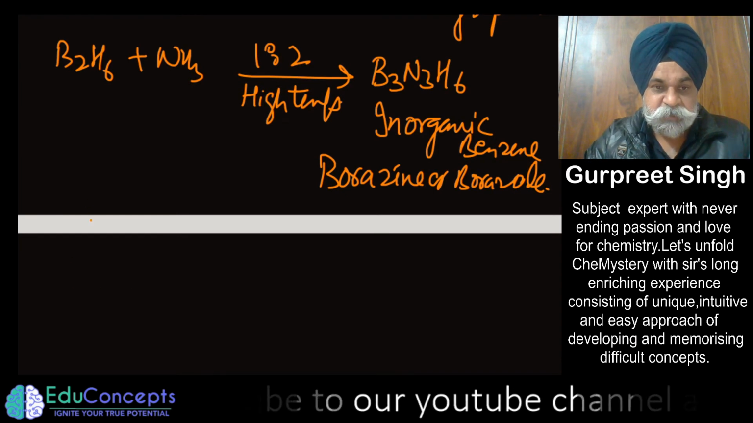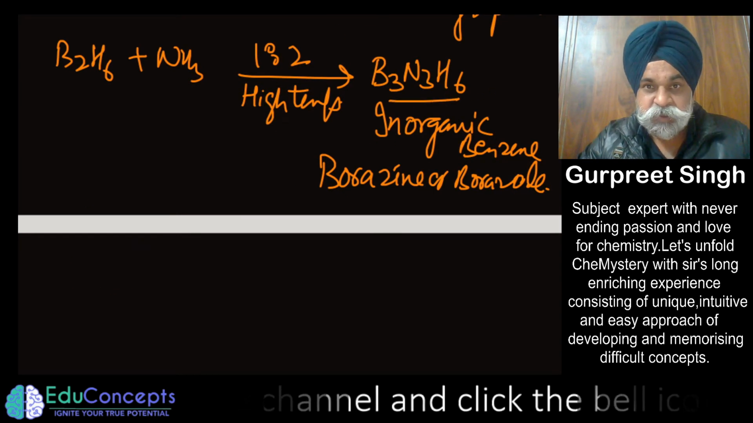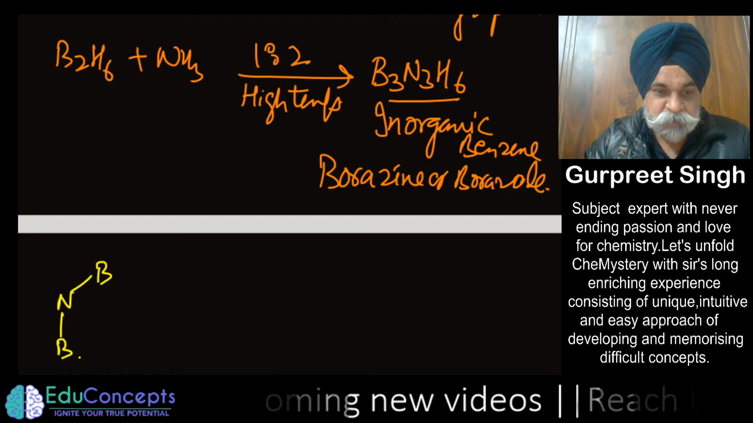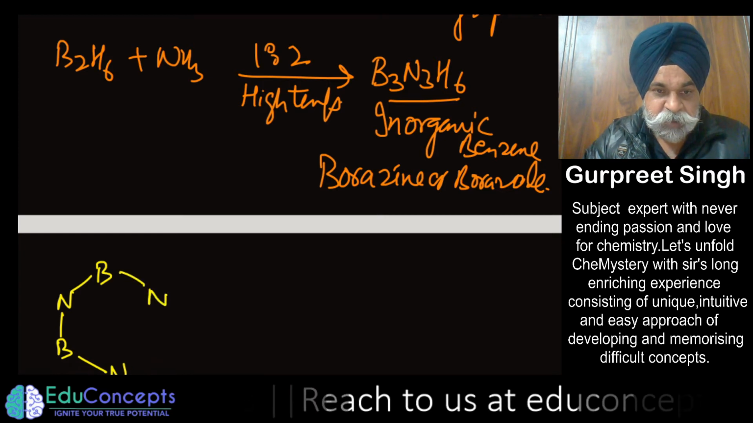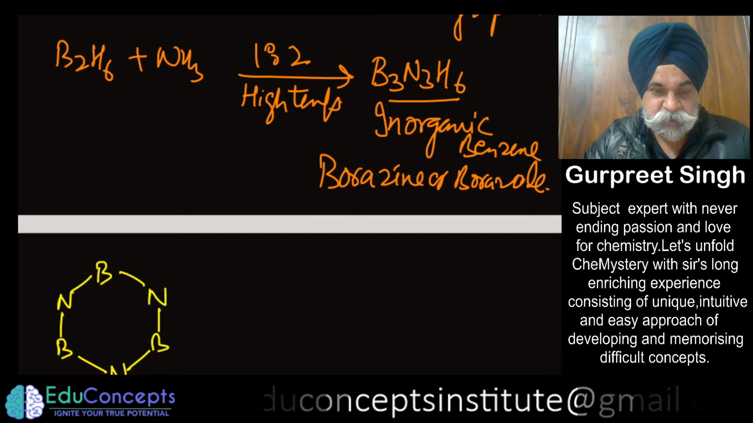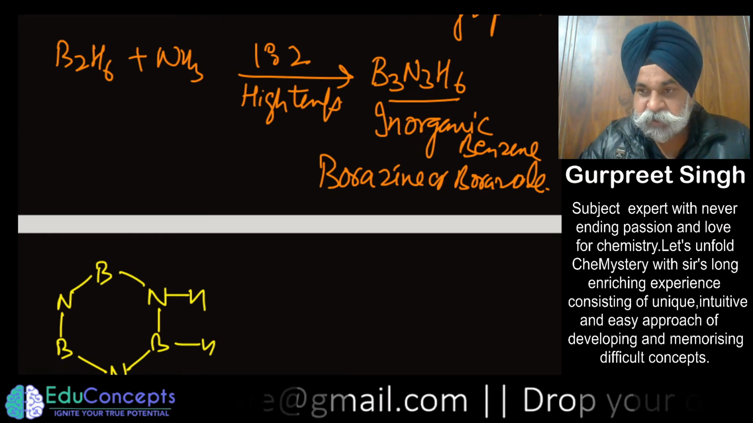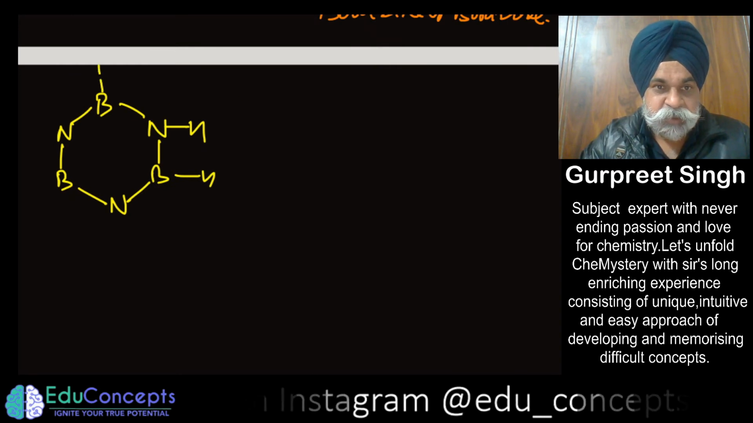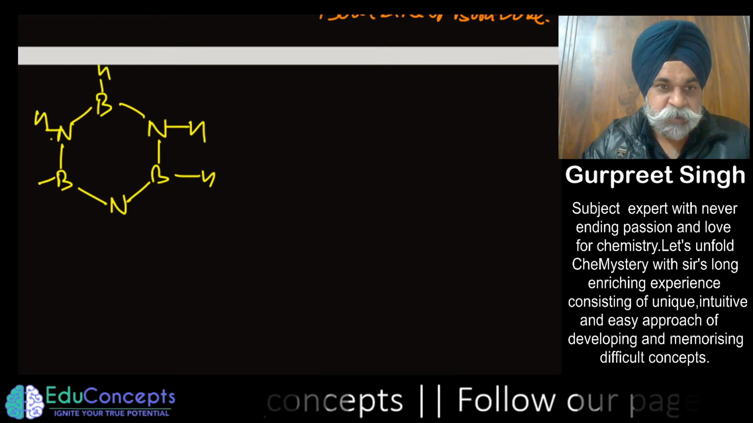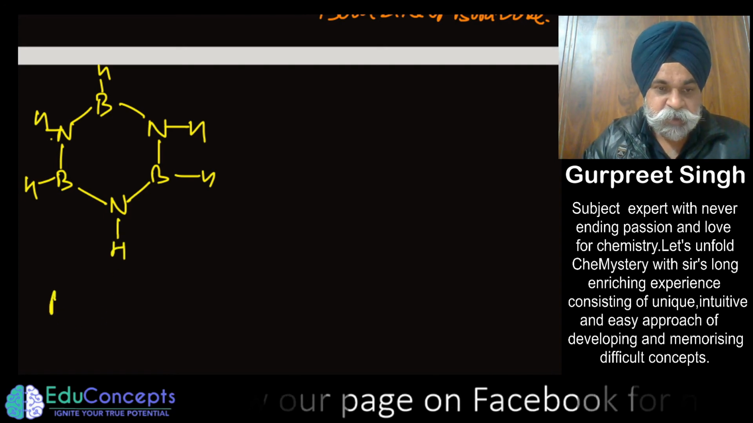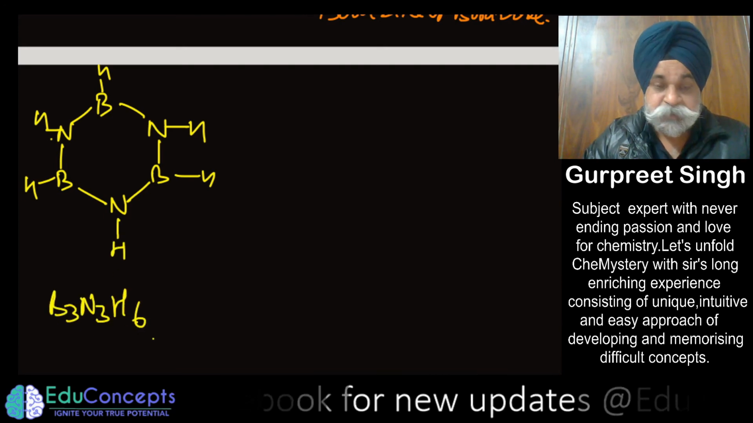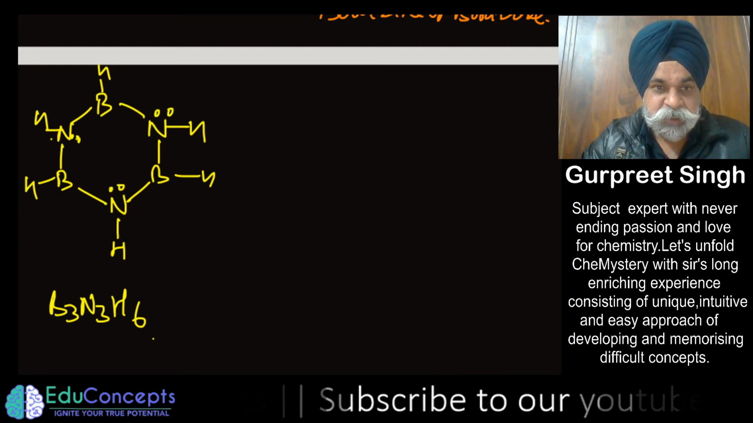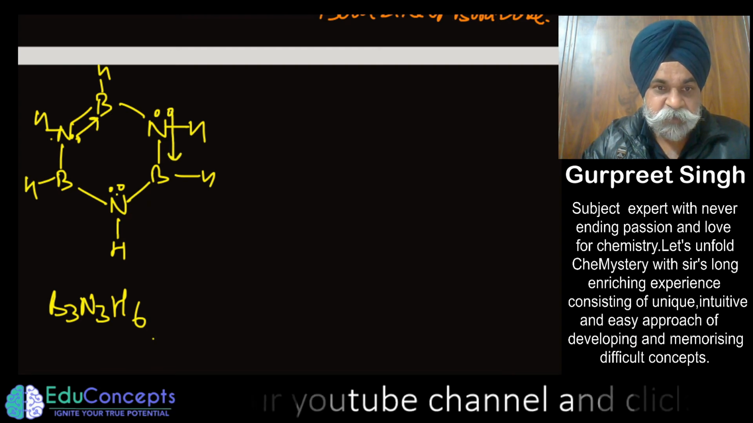If I talk of this inorganic benzene, you should remember that although this topic would come in the boron family, this is inorganic benzene. You have hydrogens along with it. So it is B3N3H6. Here nitrogen has a lone pair and boron has a vacant d orbital, so a sort of coordinate bond is formed.